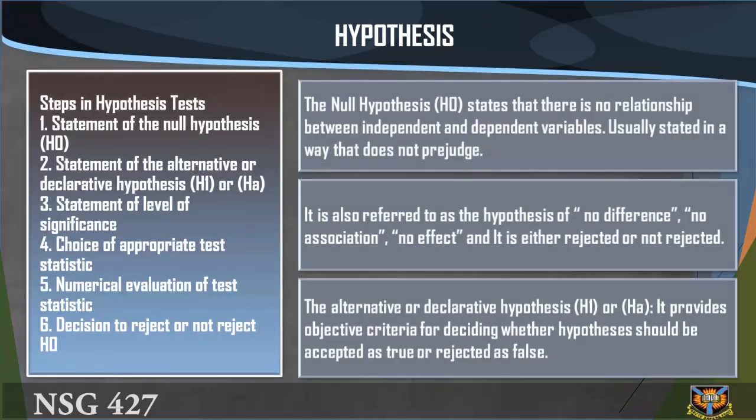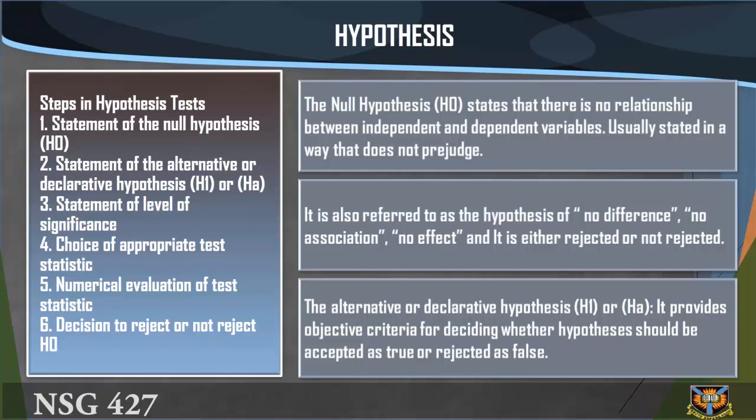Steps in hypothesis test. 1. Statement of the null hypothesis (H0). 2. Statement of the alternative or declarative hypothesis (H1 or HA). 3. Statement of level of significance. 4. Choice of appropriate test statistic. 5.